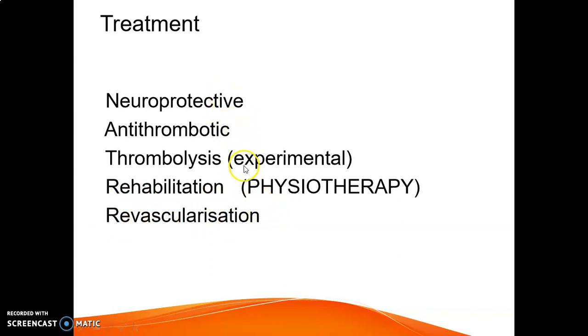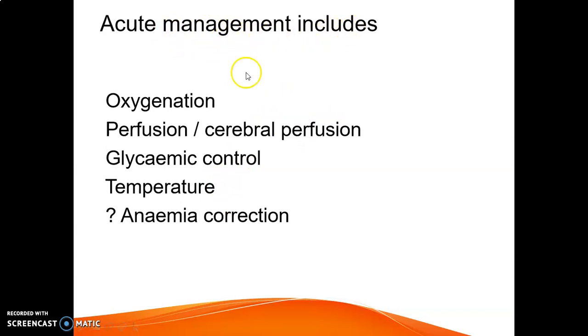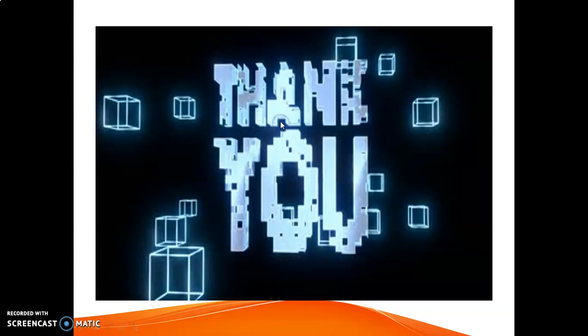If you bring the child to the neuro ICU within 1 hour or so. Acute management includes oxygenation, an important thing, and perfusion or cerebral perfusion. Glycemic control, an important thing to maintain the glucose level, maintain the temperature, and if at all there is any anemia, especially related to sickle cell anemia, if it is an already diagnosed condition, and if there is a normal anemia also, we have to do whatever is necessary to maintain the hemoglobin level.